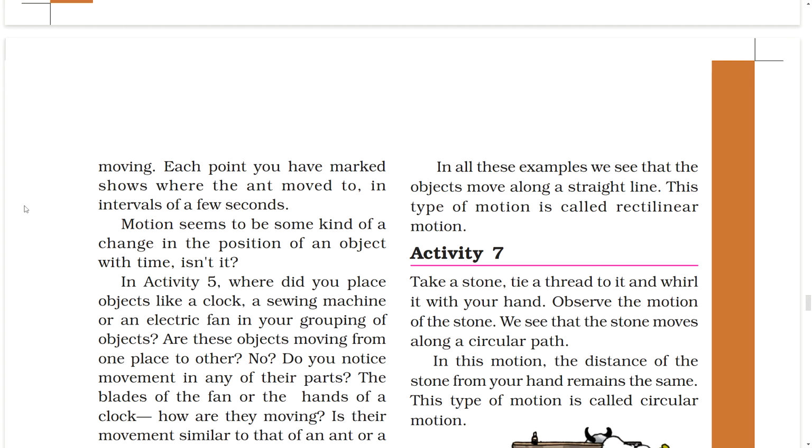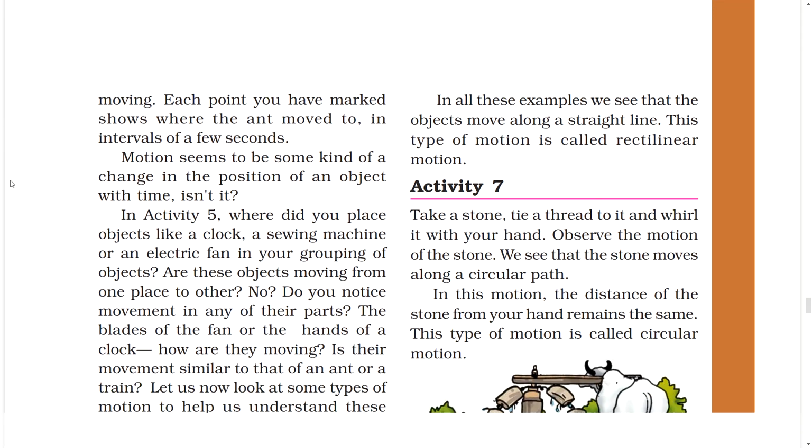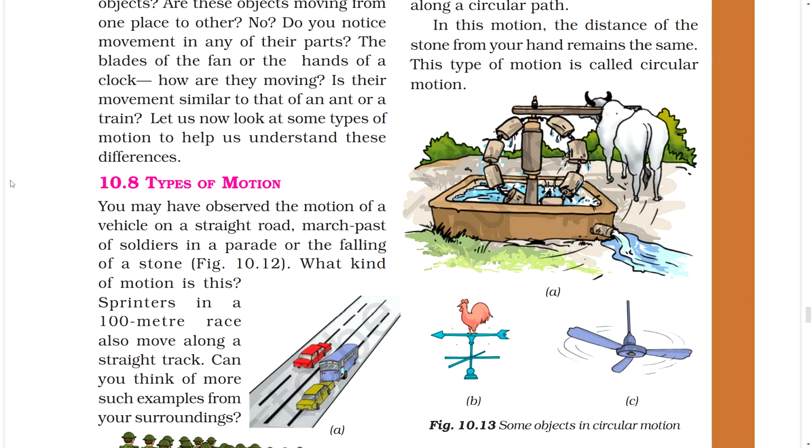Activity 7. Do this. Take a stone, tie a thread to it and whirl it with your hand. Observe the motion of the stone. We see that the stone moves along a circular path. In this motion, the distance of the stone from your hand remains the same. This type of motion is called circular motion. Figure: some objects in circular motion.